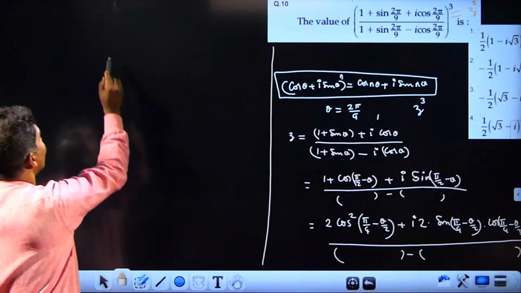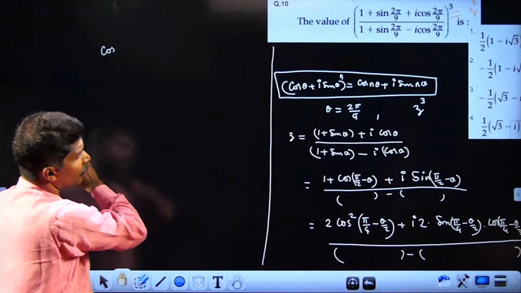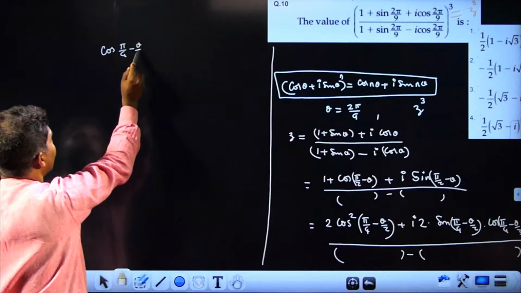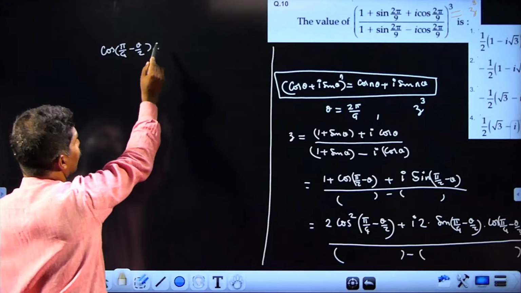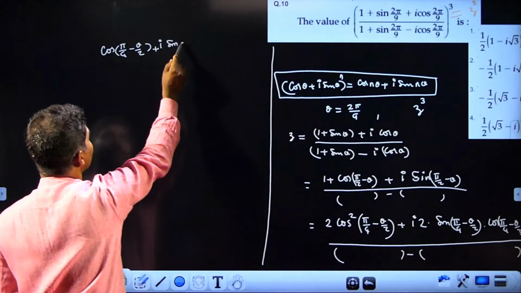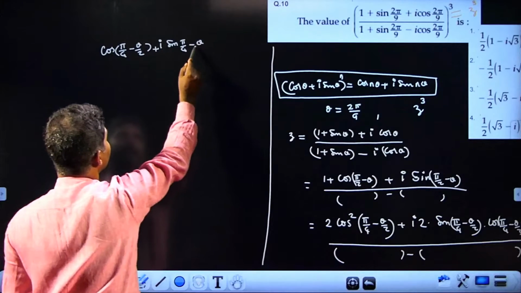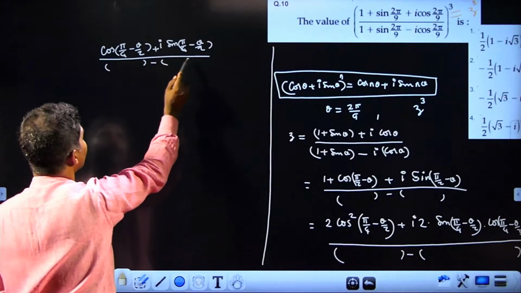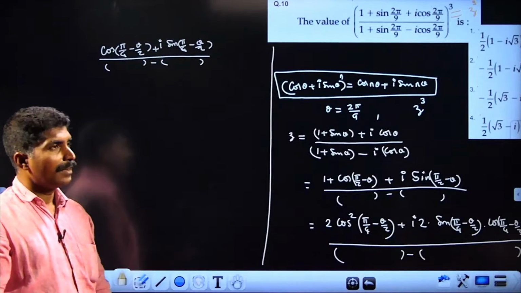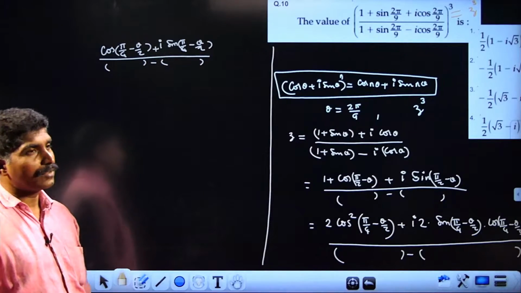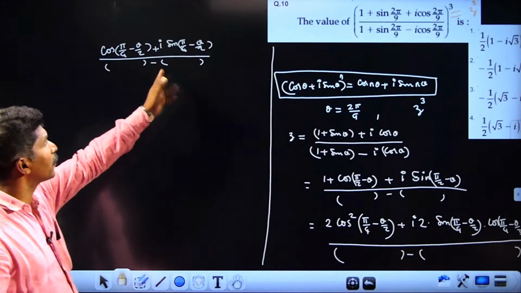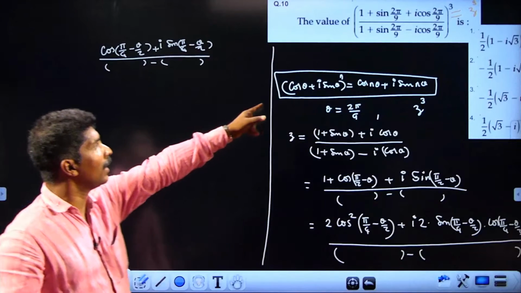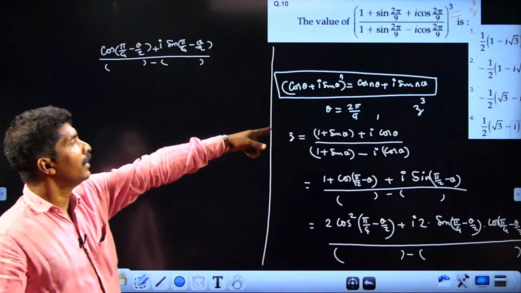Numerator is cos(pi/4 - theta/2) + i sin(pi/4 - theta/2), divided by the conjugate. Now, multiplying by the conjugate of the denominator, the denominator becomes cos²theta + sin²theta, and the numerator will be its square, and again we will apply the whole square, which is n theta.